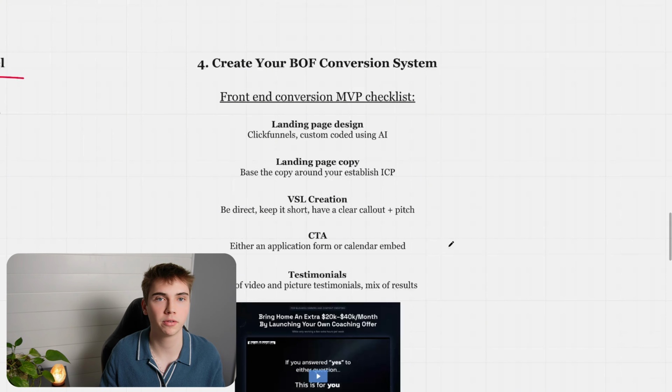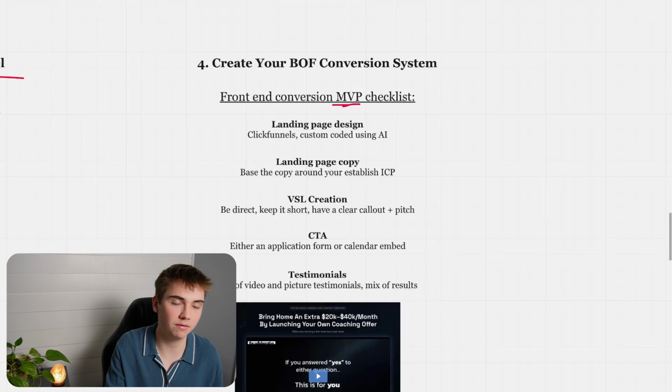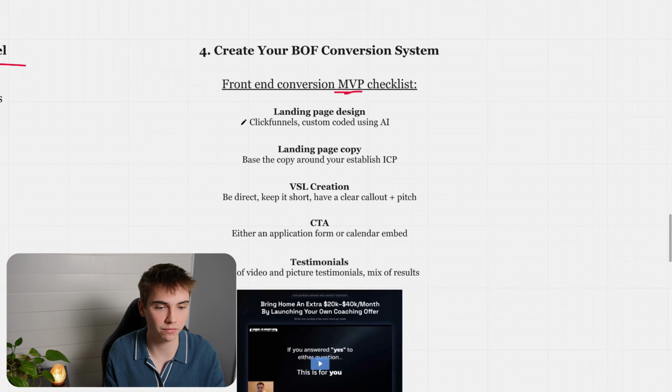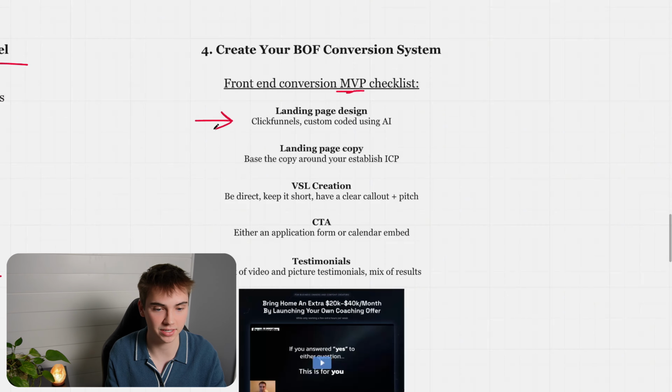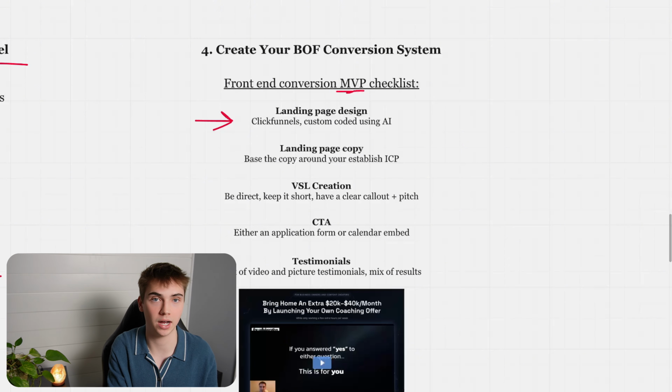Let's get into the fourth and final step, which is creating your bottom of funnel conversion system. Let's start with the front end conversion MVP checklist. I call this MVP because this is something you'll want to build out over time, add sections to, fix bottlenecks, whatever it may be. But the MVP, the minimal viable product that you start with today, should have the following. It should have a landing page design, okay? Don't make it super basic. I personally use ClickFunnels and I custom code them using AI. Very simple, something you can easily learn.